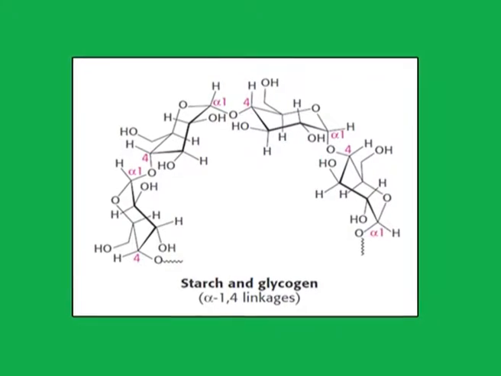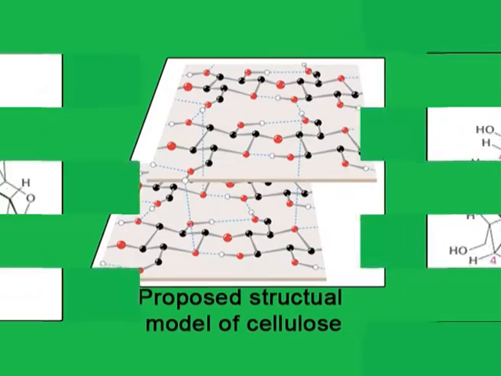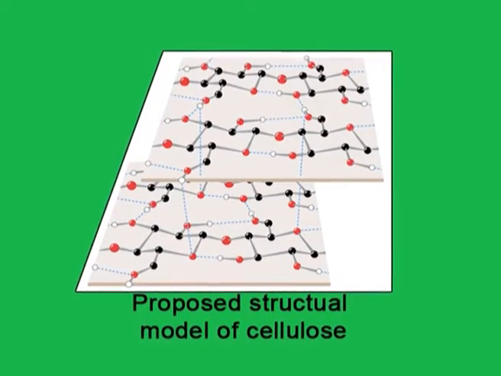But in starch and glycogen, the structure is not arranged in a chain form. This is the proposed structural model of cellulose, and the cellulose fibers are extended, as I have already said. There are intra-chain hydrogen bondings also, and between two chains also hydrogen bonding exists.